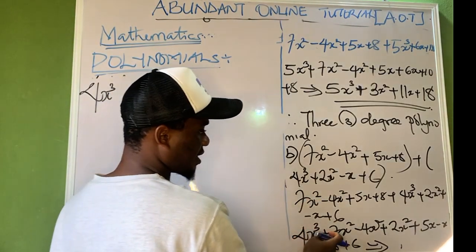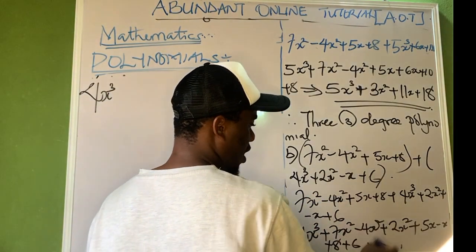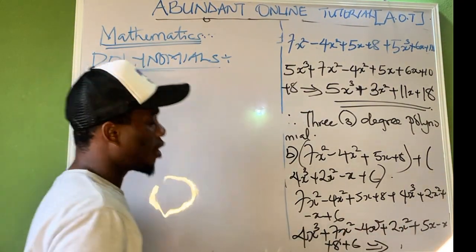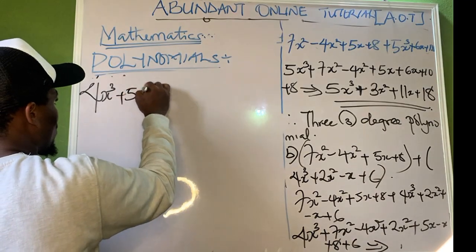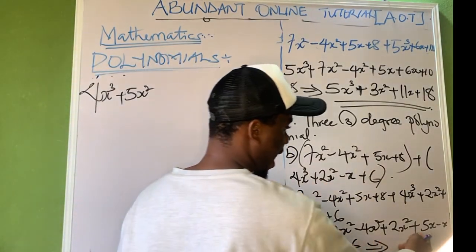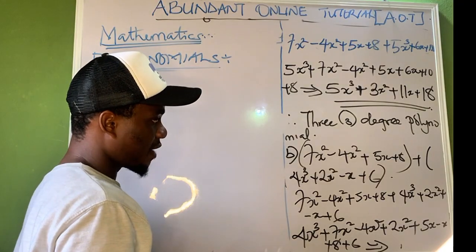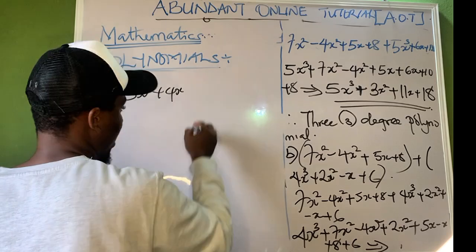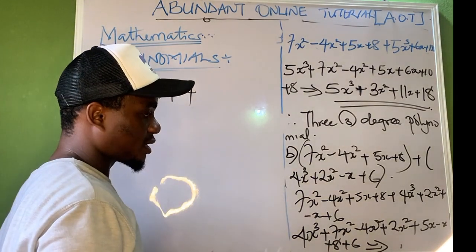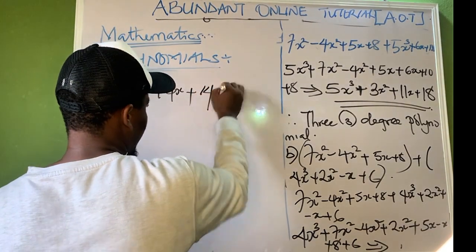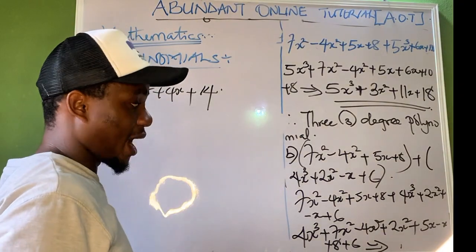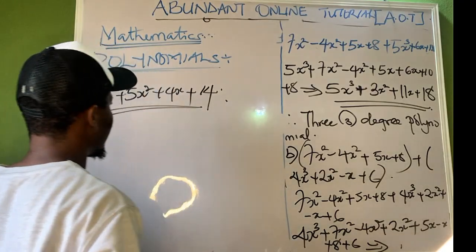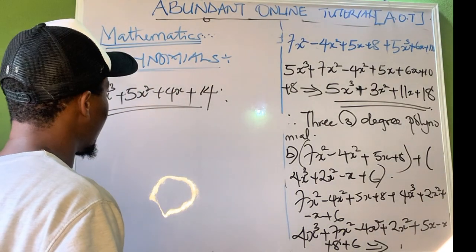Okay, this is it now. Listen attentively. 7x squared minus 4x squared is 3x squared, plus 2x squared, that will be plus 5x squared. Done. Then we now have 5x minus x, which is plus 4x. All right, so 8 plus 6 is 14. 8 plus 6 is 14, right? So that's your final answer.